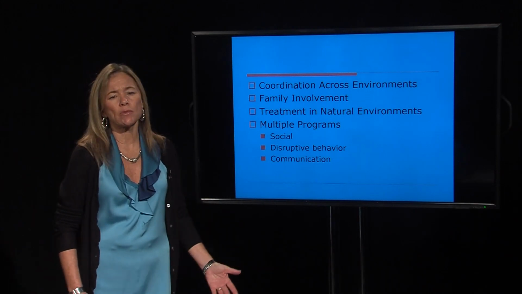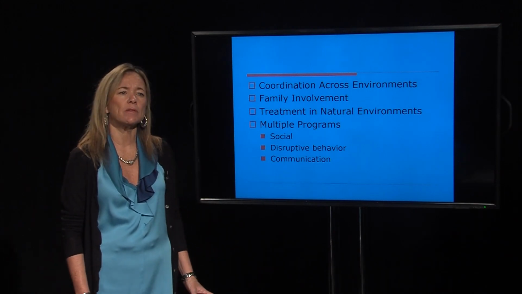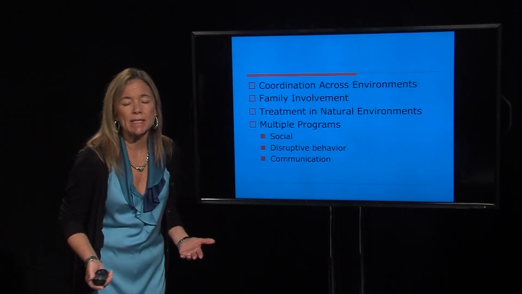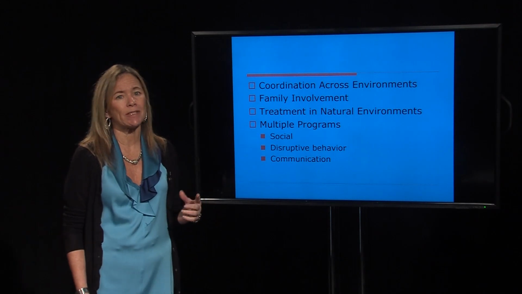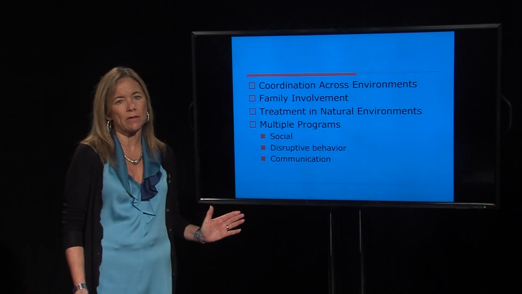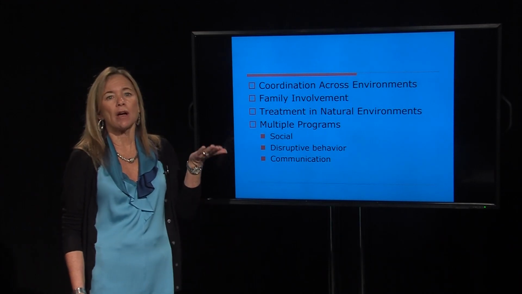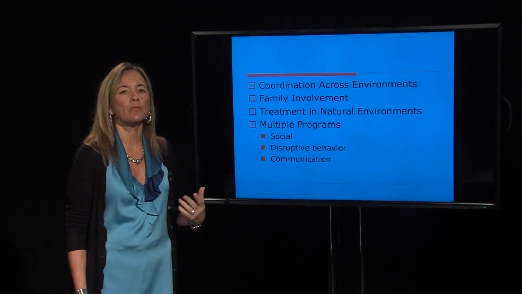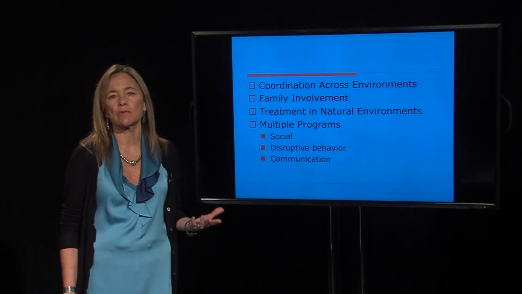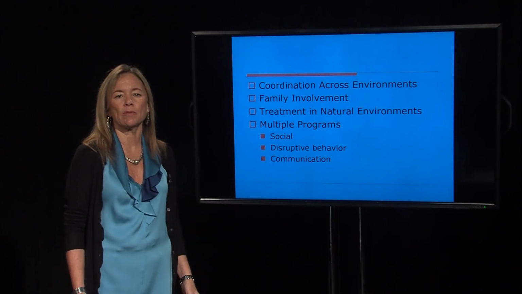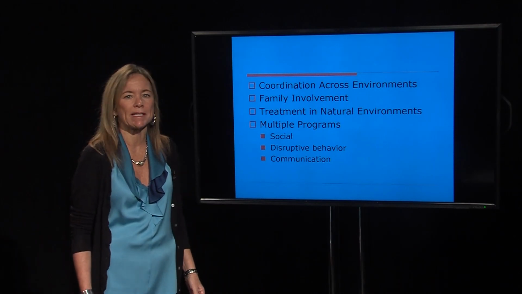And also, I just want to mention how important it is to have multiple programs going at the same time. If your child's IEP has one social intervention, that's not enough. There's not really very many studies that show that one intervention will take the child up to where we want him or her to be. So we really want to have multiple programs going, whether it's for social, disruptive behavior, communication, anything. We want a lot of simultaneous programs being implemented.